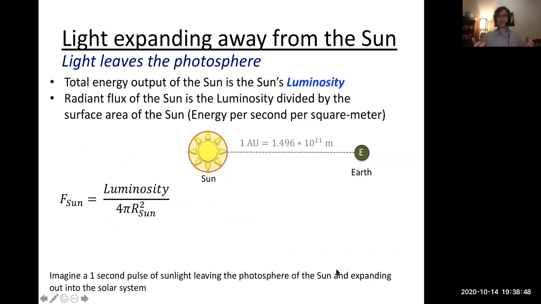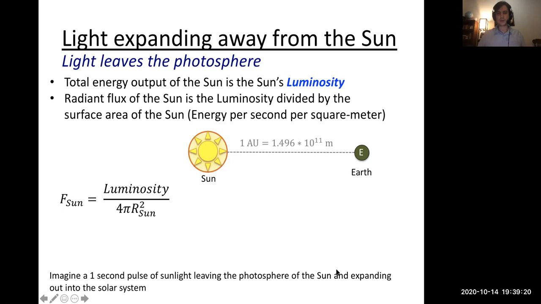And what I want you to do is just picture the sun and the earth in your mind. And then I want you to do something that we can't really do. I want you to imagine that we have a switch where we can turn the sun on and off. So we could turn the sun off and it would be completely dark. We could turn the sun on and it would turn on. So what I'd like for you to do is imagine flicking the sun on for exactly 1 second and then turning it back off.